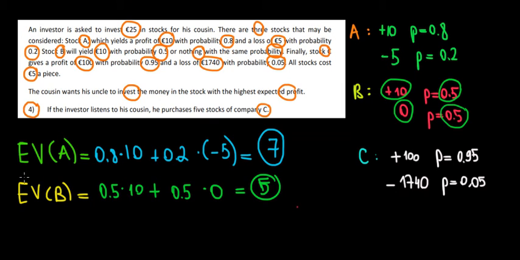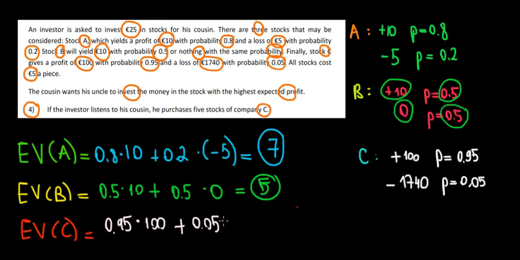All right, now one more time. Expected value of stock C. The expected value of stock C is gonna be the following. We will have a 95% probability of winning 100. So we have 0.95 times 100, plus 0.05 that we might lose 1,740, so minus 1,740. I'm doing it right now on the calculator. 0.95 times 100 minus 0.05 times 1,740. That's equal to 8.